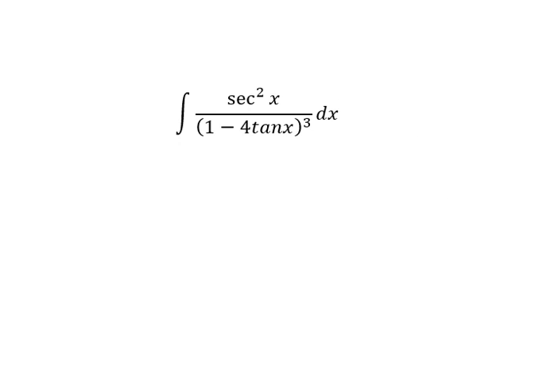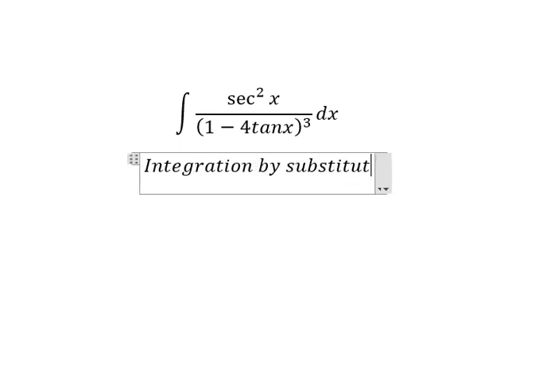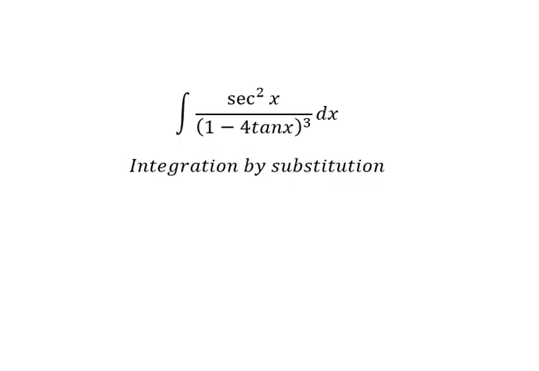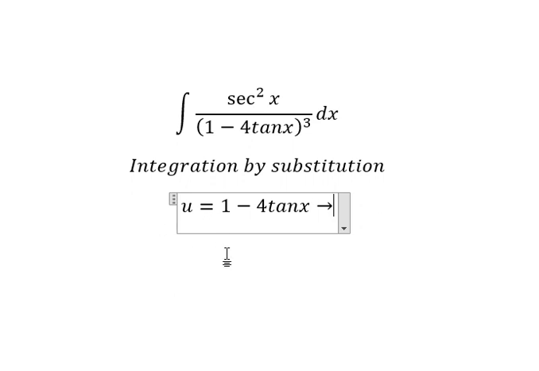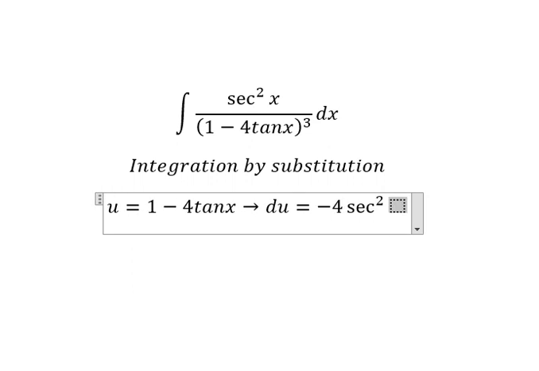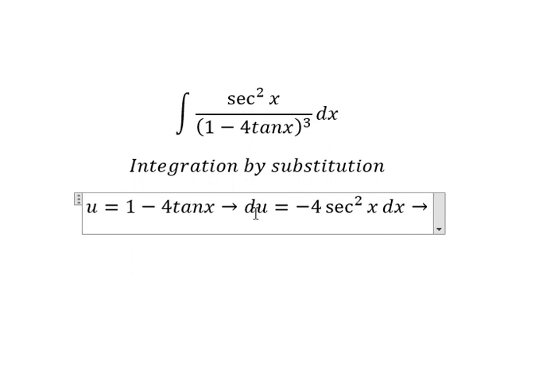Question number 3. We need to use integration by substitution. So I will put u equals to 1 minus 4 tan s. Later we need to do first the derivative for both sides, and we have like this. Because we don't have negative number 4, we need to divide both sides by negative number 4.